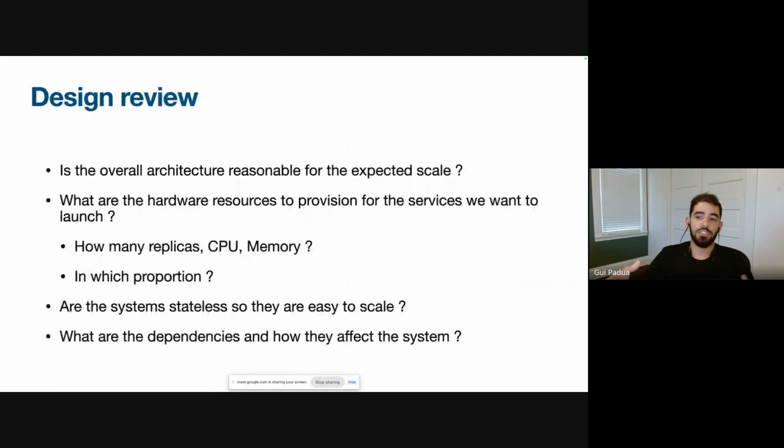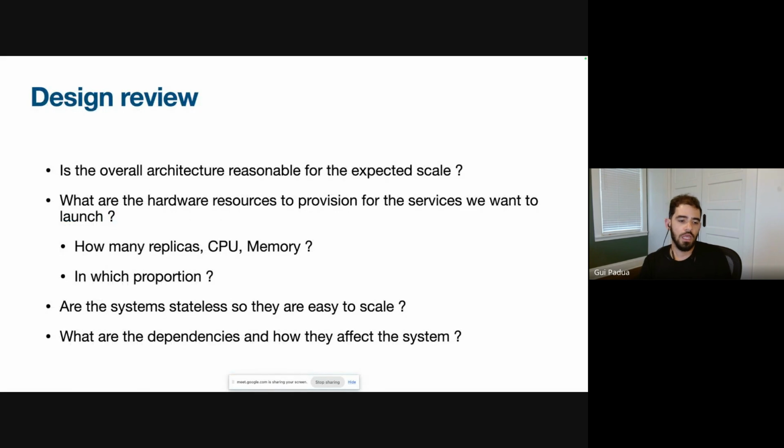And then the performance engineer would come in and ask: is this overall architecture reasonable for the expected scale, the amount of traffic it would receive? What are the hardware resources to provision? This would be more the capacity engineer: how would you make this work on the cloud? How many replicas? What is the CPU and memory, and in which proportion? And are the systems stateless so they can easily scale? This is horizontal scaling, where you can take one service and put another one and replace it without a problem. And what are the dependencies and how do they affect the system, because they might impact the performance.